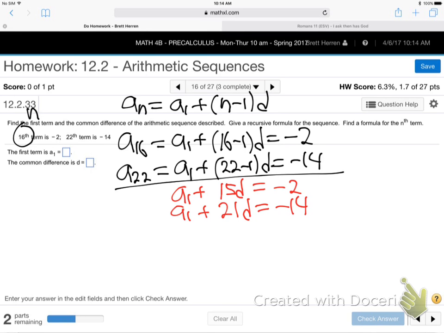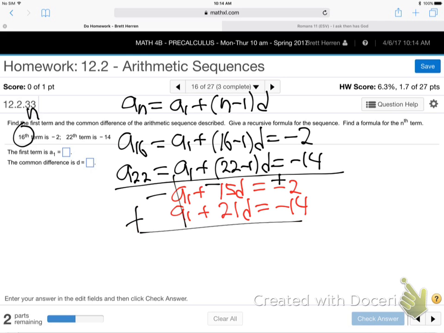Run a negative sign through the top one. That'll make the a1s cancel. Negative, negative, and then make that a plus 2. So I just multiplied the top equation by negative 1. Why? So that when I add them, the a1s will cancel. Everybody see that?